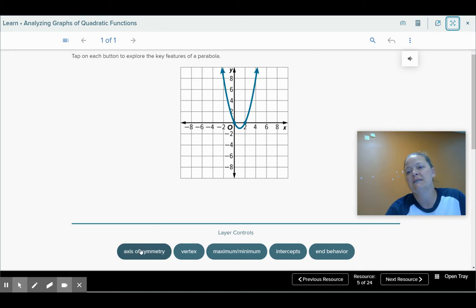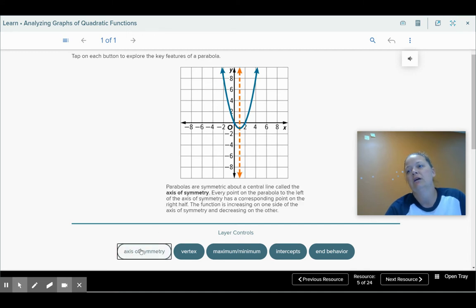So the first one is the axis of symmetry. Parabolas are symmetric about the center line called the axis of symmetry. Every point on the parabola to the left of the axis of symmetry has a corresponding point on the right half. The function is increasing on one side of the axis of symmetry and decreasing on the other.